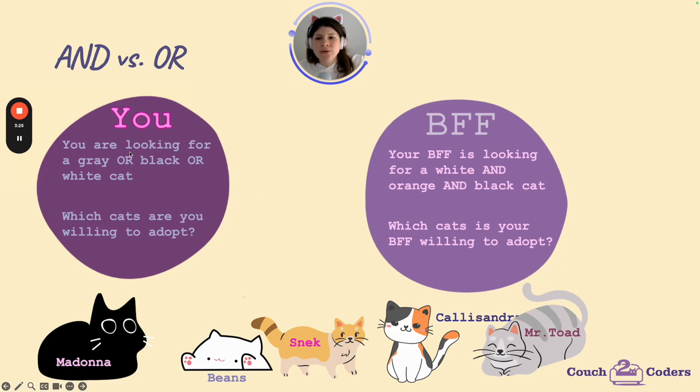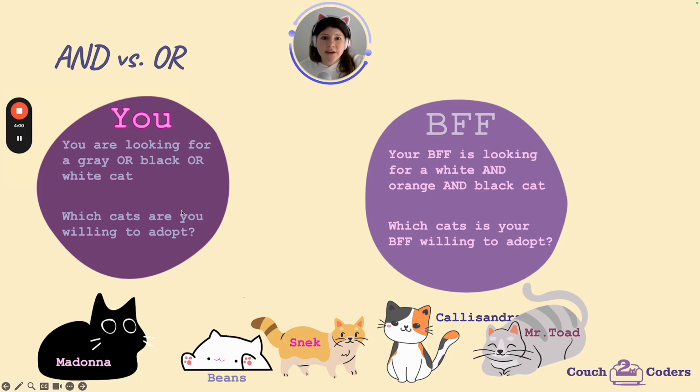You go to the shelter with your girlfriend and the two of you are looking at the cats and you have these criteria, whereas your best friend has the criteria on the right. So for you, you're looking for a gray or black or white cat. In comparison, your best friend is looking for a white and orange and a black cat. Take a quick few seconds, look at our different candidates, and figure out which cats would meet your criteria versus your friend's.